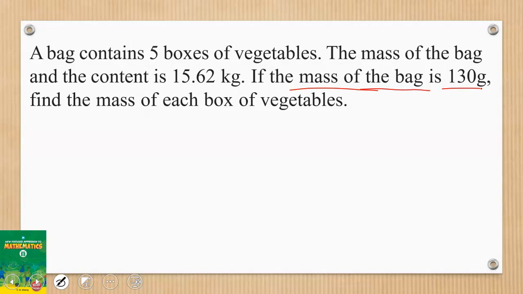of vegetables. Okay, so now what we have to do is subtract this 130 grams from the 15.62 kilograms so that we can know the mass of the 5 boxes of vegetables together. But we can't do this until we change this one to kg. So we can change 130 from grams to kg, and we know that every 1000 grams is equivalent to 1 kilogram, right?